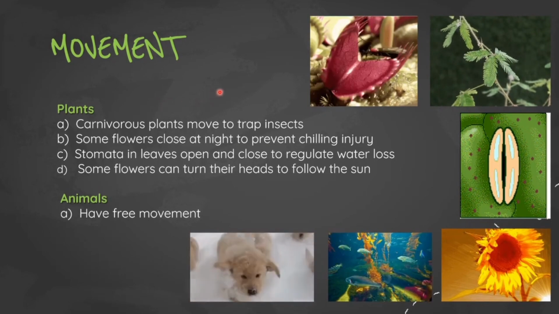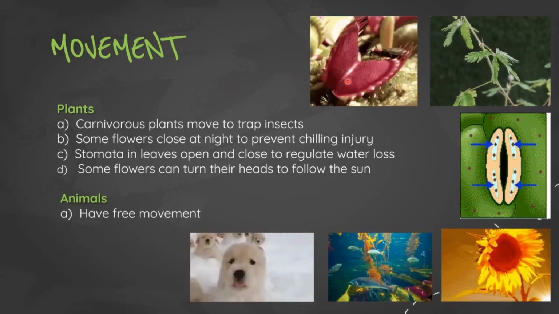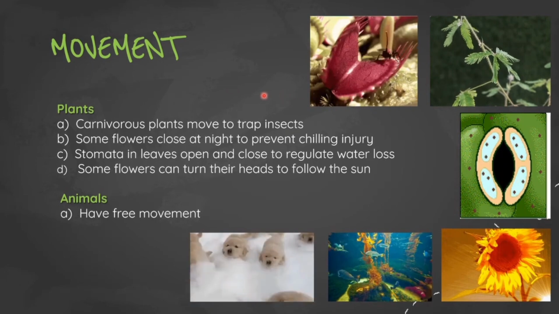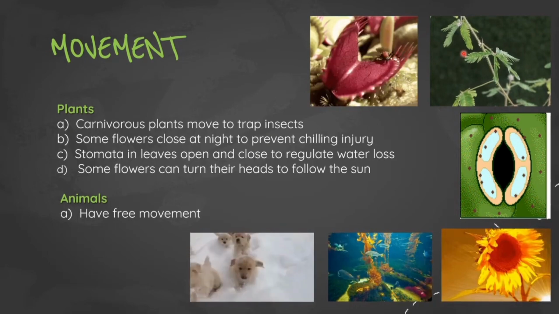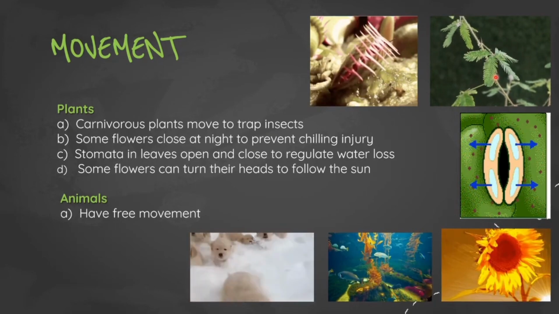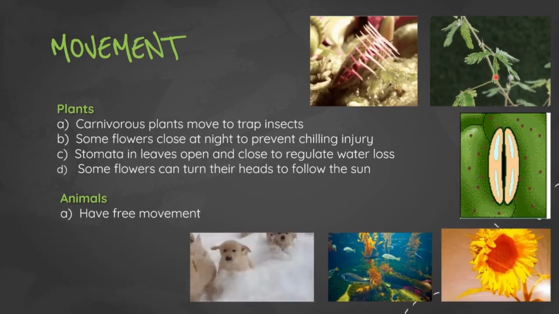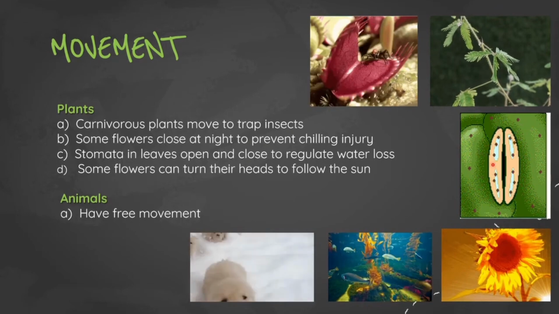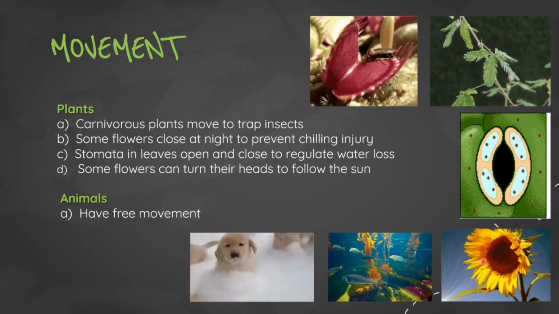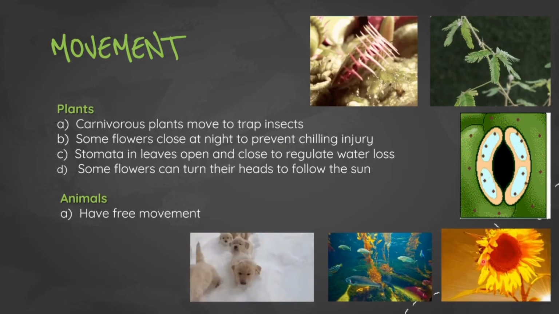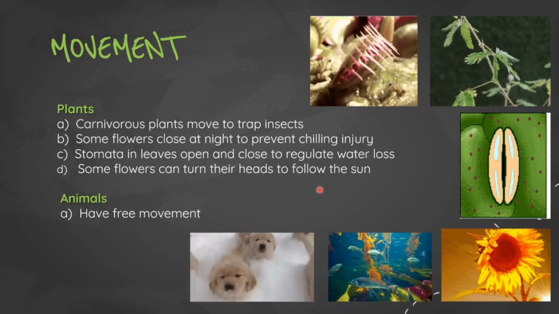Carnivorous plants, which are plants that can eat animals, move to trap insects. This is actually called a Venus flytrap. Some plants close at night to prevent chilling injury. So because of the cold temperature that occurs at night, you may find some flowers that are able to adapt, accommodate, and close their leaves to prevent the extreme cold temperatures from affecting plant growth. Also, stomata in leaves open and close to regulate water loss. In addition, some flowers can actually turn their heads to follow the sun, and this allows them to have efficient photosynthesis. And as you all know, animals have free movement.